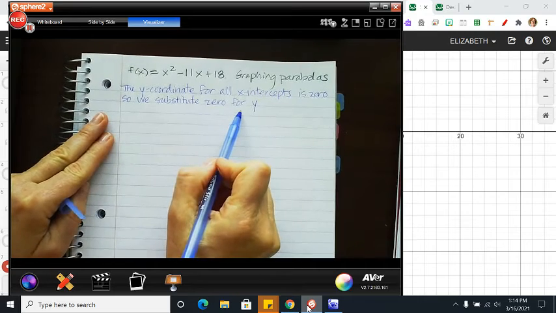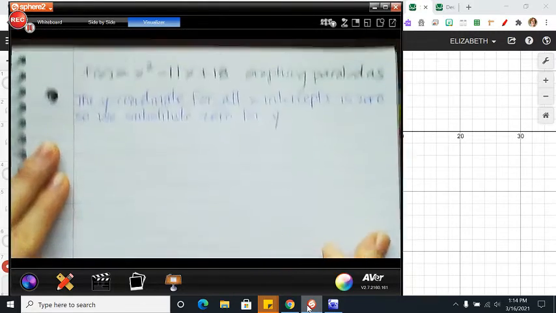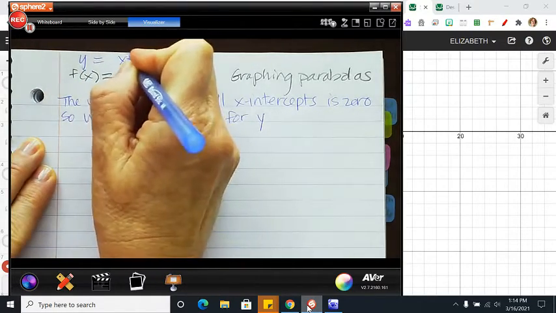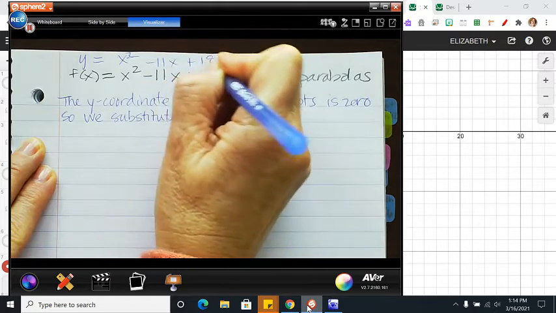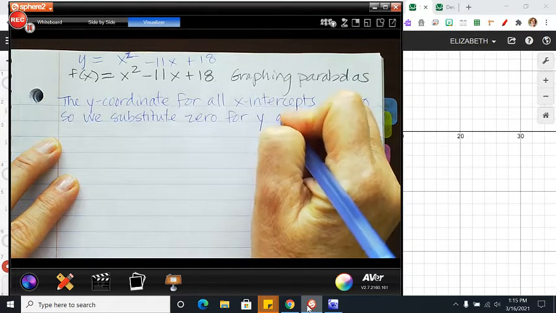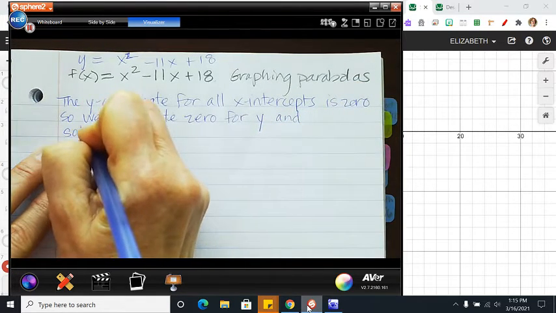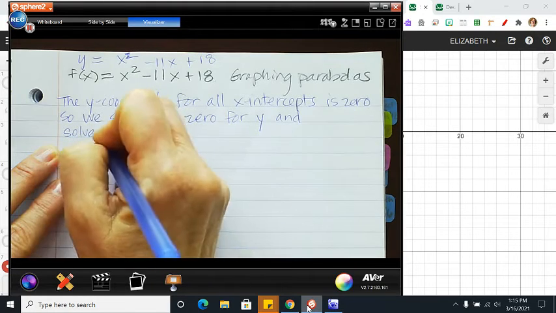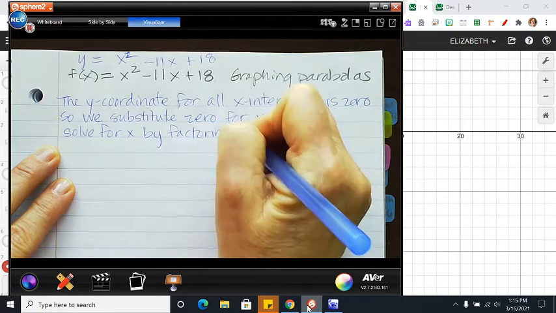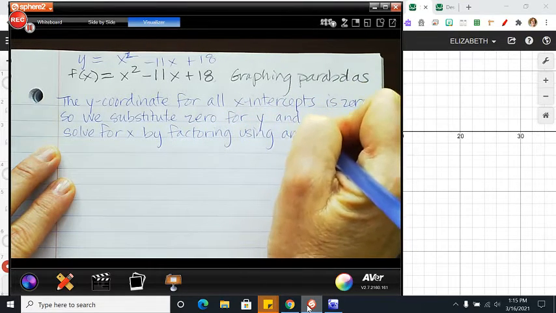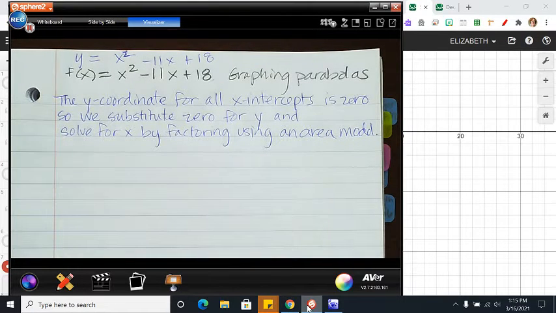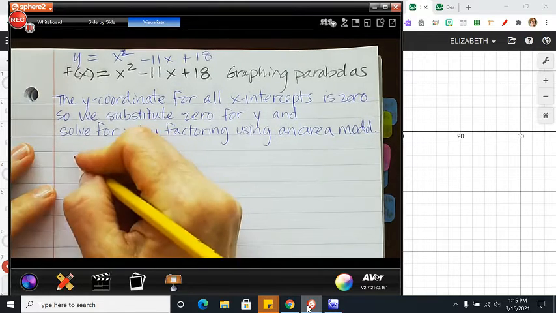Now, you might be saying, where's y? Well, this is the same as me writing y equals x squared, minus 11x plus 18. So we're substituting 0 for y and solve for x by factoring using an area model. So yes, that has to be a part of your work that you send to me.